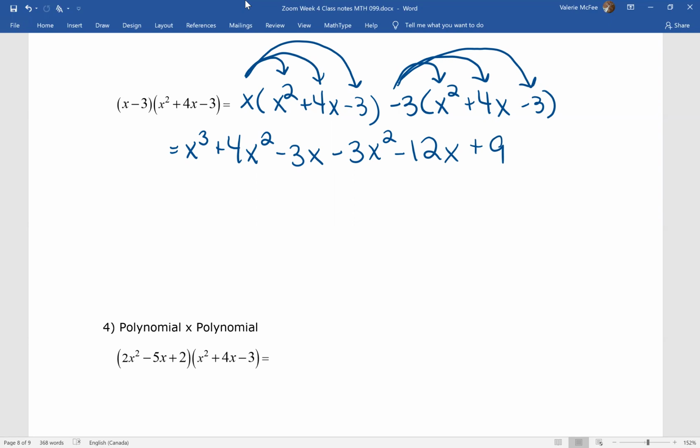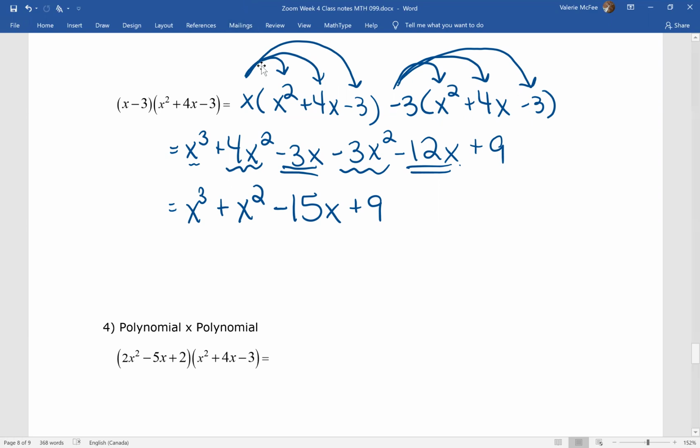And I do see like terms here that have to be simplified. So we only have 1x cubed, but 4x squared minus 3x squared, that's going to be plus 1x squared. -3x minus 12x minus 15x, and then plus 9. Did you get that one? If you didn't, you might want to come back to it later and try it again.